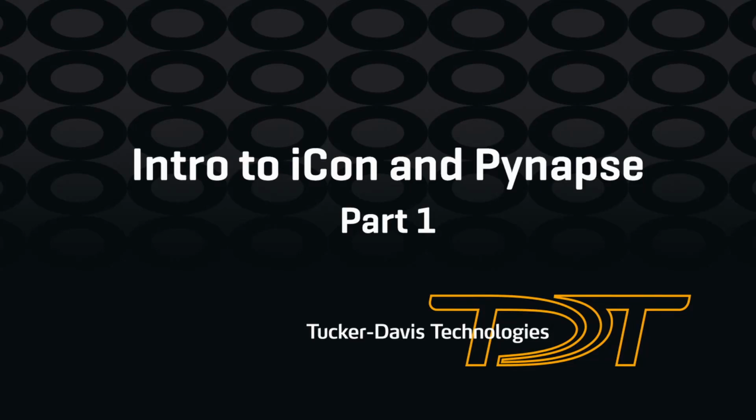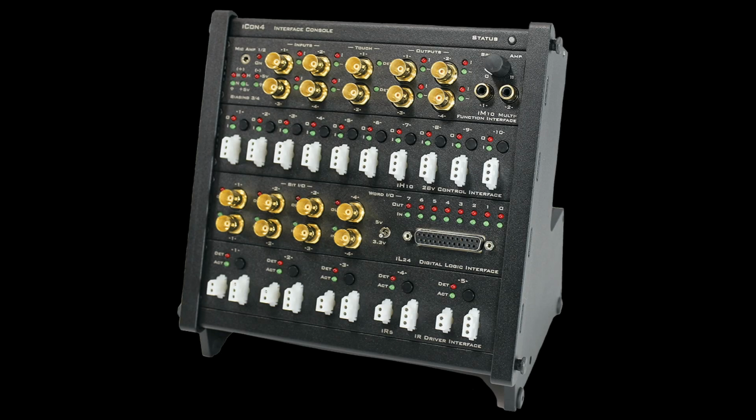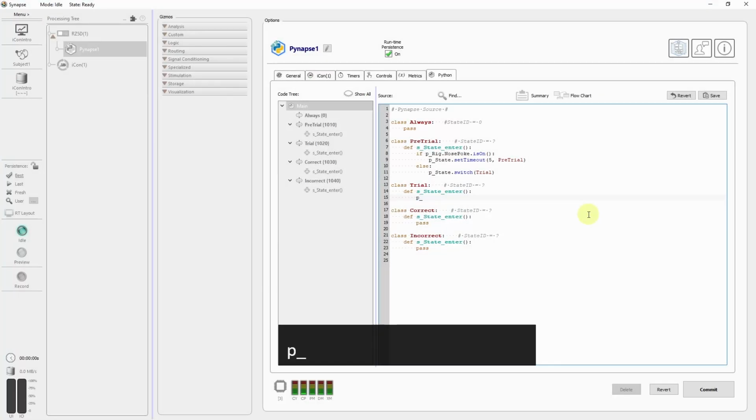Welcome! In this video, I'll introduce the iCon hardware and a special Synapse gizmo called Pynapse. The iCon interfaces your TDT system with behavioral cage elements. It connects directly to any RZ processor or the iPac and offers precision control with real-time signal monitoring. The Pynapse gizmo is used to program behavioral experiments.